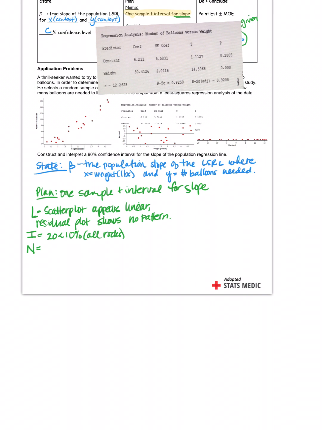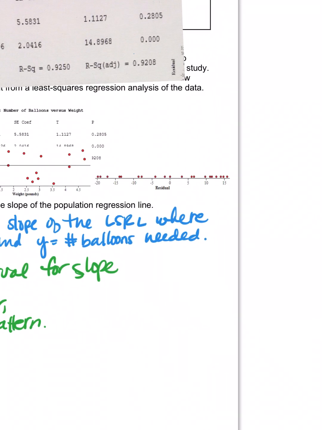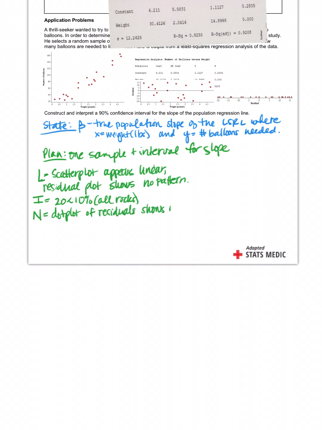The dot plot of the residuals. That's this thing right here. It just has to look normal. Do we see anything unusual, weirdness? No. And if you ever had to do this, you won't find any crazy stuff that's going to disqualify it. So you would say dot plot of residuals shows no skewness or outliers.